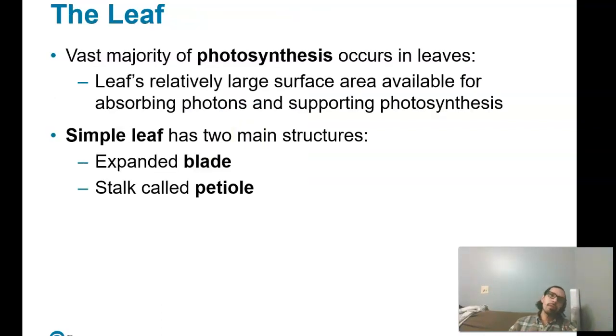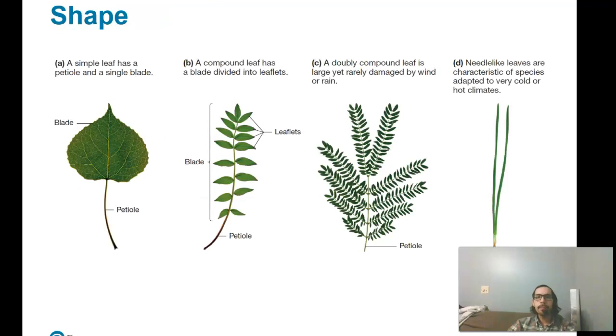So moving on to the leaves, the vast majority of photosynthesis occurs in the leaves because they have a large surface area to volume ratio, and that makes them more efficient at absorbing light photons and supporting photosynthesis. So there are different types of leaves. Well, starting with the simple leaf, this has two main structures, the blade and the petiole. Okay, here's the blade. This is the petiole, the little stalk.